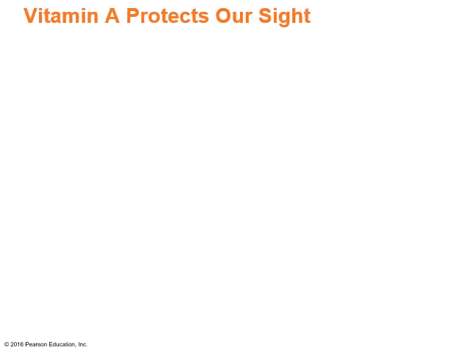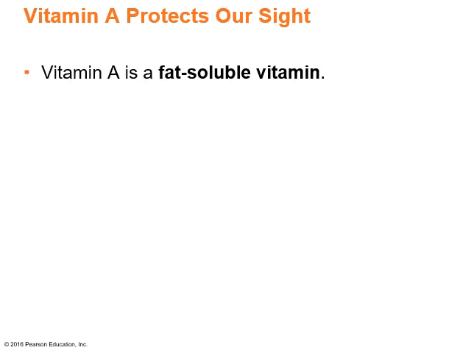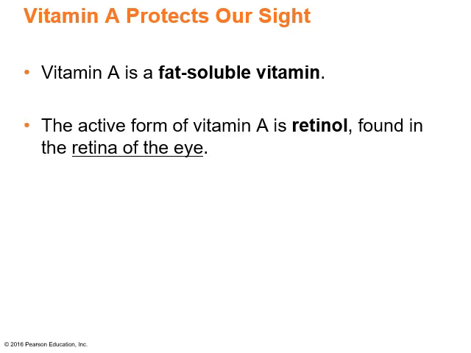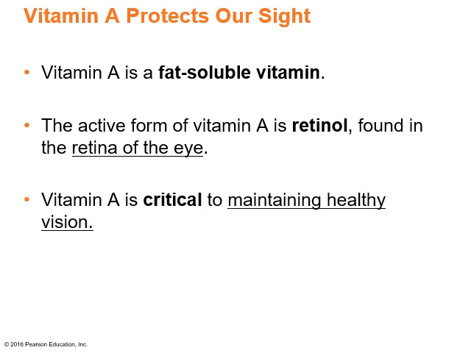Now let's start looking at functions of certain vitamins and how they help us with different processes in our body. And we're going to look at this one first. Vitamin A protects our sight, so this has an impact on vision. Now once again, A, D, E, and K, those are your fat-soluble vitamins. So vitamin A is fat-soluble. And the active form of vitamin A is something called retinol, which is actually found in the retina of your eye. Vitamin A, therefore, is critical to maintaining healthy vision.